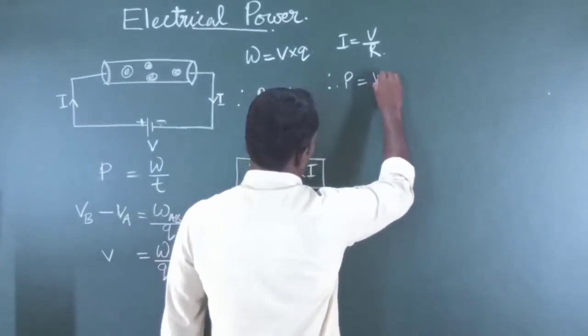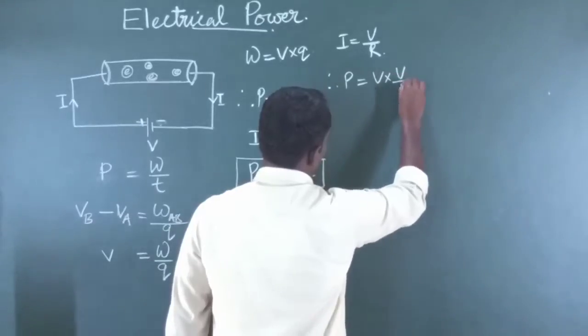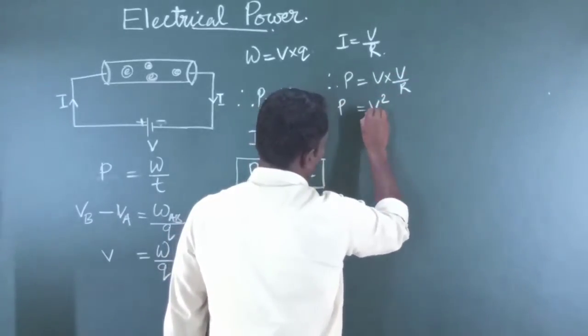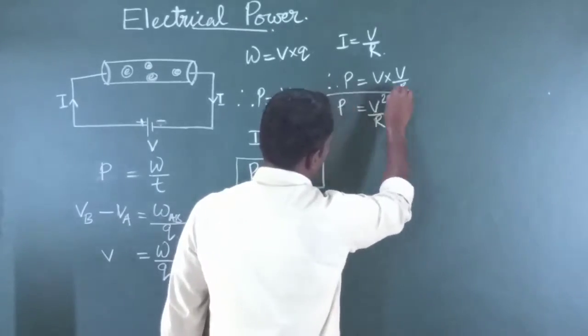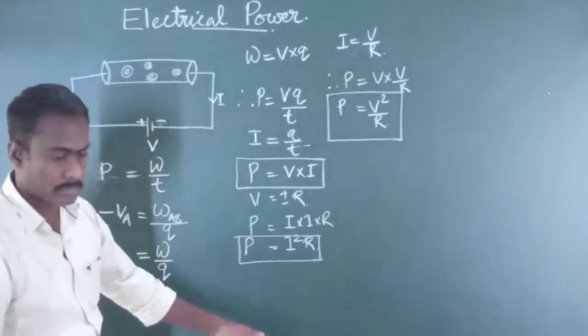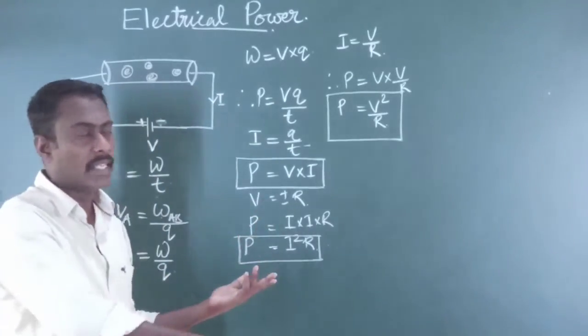So what will we get? V into V by R. That means P is equal to V square by R. So these are the three equations for the electrical power. Okay, what is the significance of these three equations?